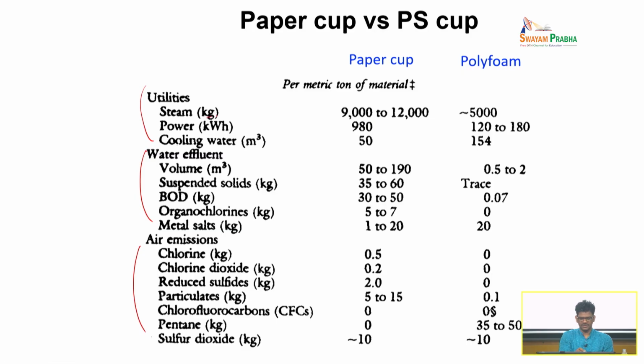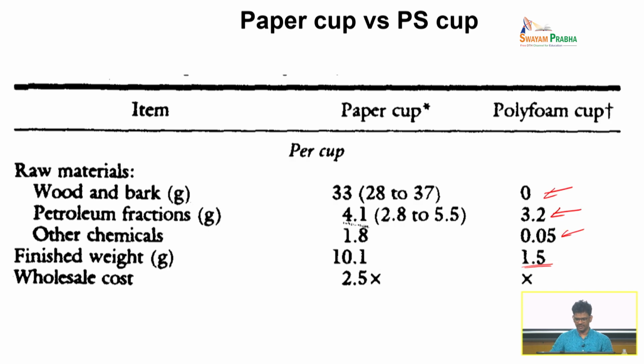So, what happens when you look at steam, okay, as a utility? For steam, you need anywhere between 9,000 to 12,000 kilograms of steam per metric ton of the paper material. Okay. The previous table compared per piece of paper cup versus polystyrene cup. When we compare this waste generation and utility, we compare for 1 metric ton of material. If you look back at the previous table, we have about the ratio of 1.5 to 10, right.